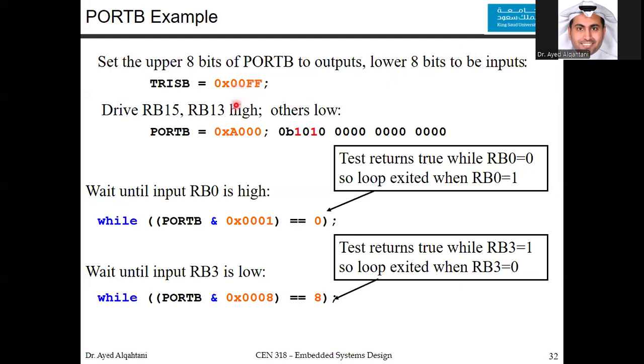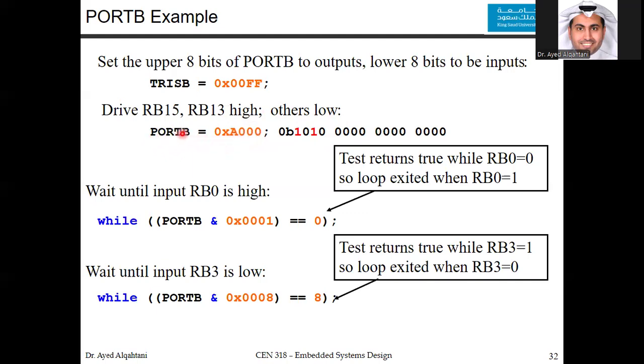Now, what if I want specific bits in a certain port? So if I want to drive RB15 and RB13 high, and I want all the others to be low, I can do it. You can see it here using bits. I make them all 0 except the bit position 13 and the bit position 15. And that in hexadecimal is A. So I can write it down this way.